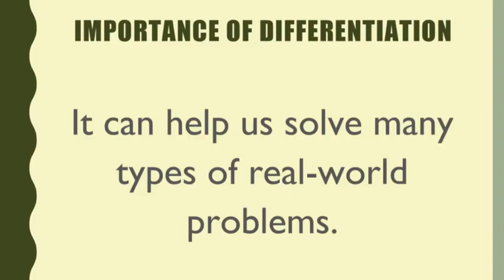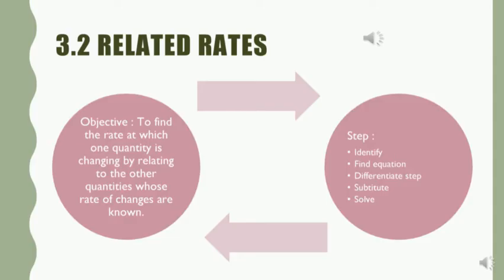The importance of differentiation: it can help us solve many types of real-world problems. The objective for related rates is to find the rate at which one quantity is changing by relating it to other quantities whose rates of change are known. For these related rates, you need to know the steps before you solve a related rates problem.